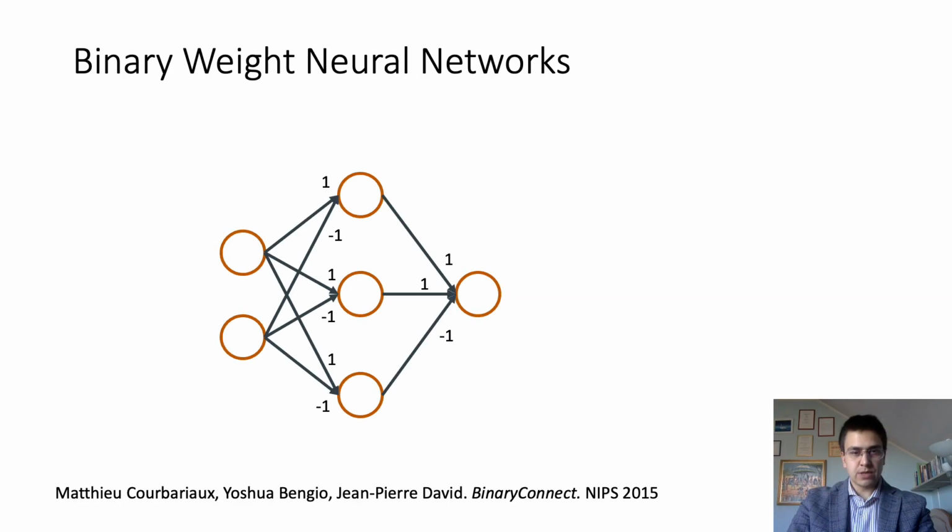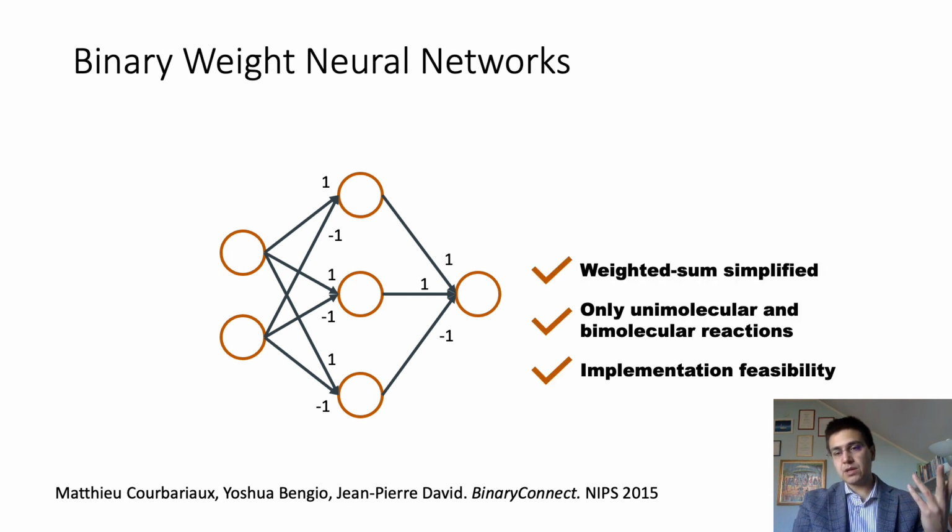So one particular class of neural networks we were very interested in is binary weight, where allowed weights are -1, 0, and 1. This kind of network is popularized in the deep learning community, and while we support translation from arbitrary weights, this is very appealing because the weighted sum is simplified, and thus it causes only unimolecular and bimolecular reactions, and thus it's more feasible for implementation in chemical hardware.